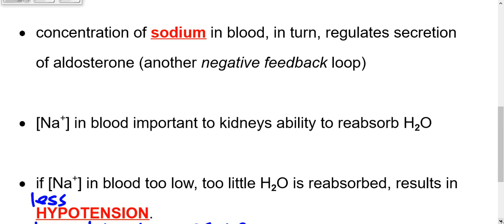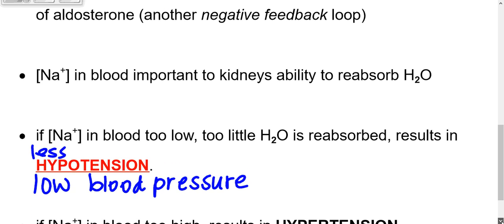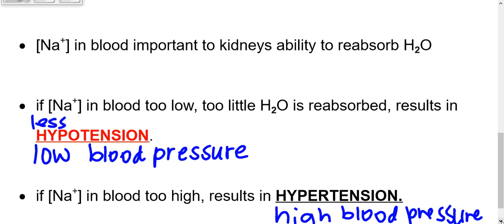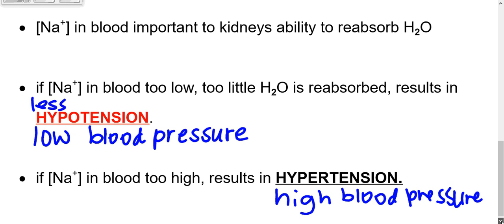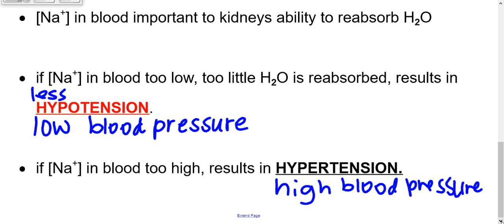So if the sodium in the blood is too low, too little water is reabsorbed and it results in hypotension, or hypo again means less, or low blood pressure. If your sodium levels are too high, that results in that hypertension. Hyper is greater, or that high blood pressure.